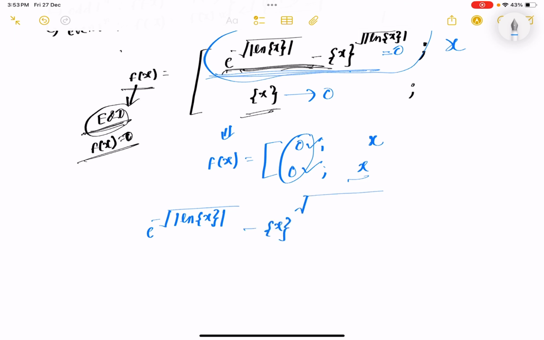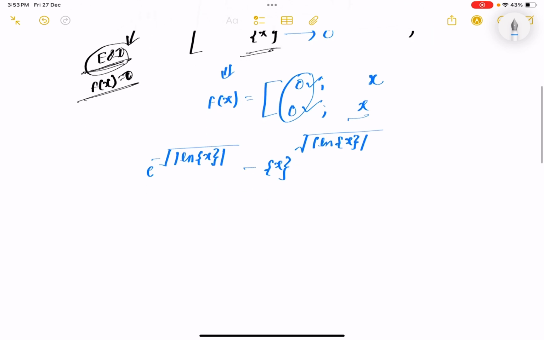I'm assuming you guys are well aware how to find the domain. So now if I notice here, fractional part of x is present, and fractional part of x goes from 0 to 1. When will fractional part of x be 0? Fractional part of x will be 0 for all integral values. And fractional part of x value will be from 0 to 1 for non-integral values. That is what we know.